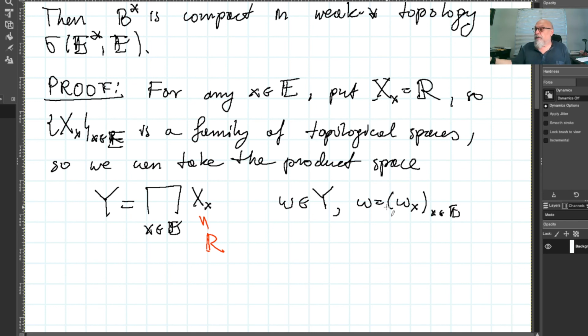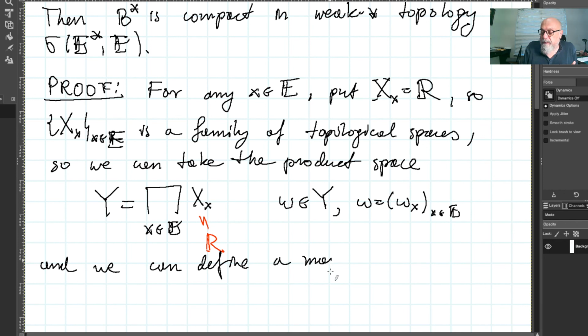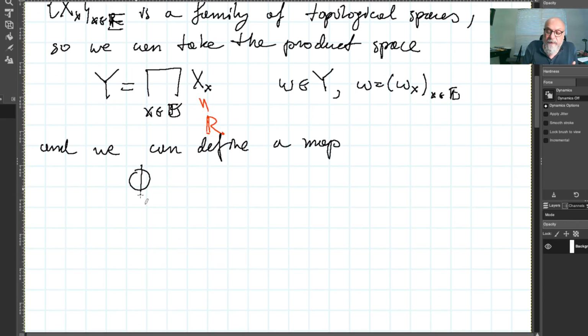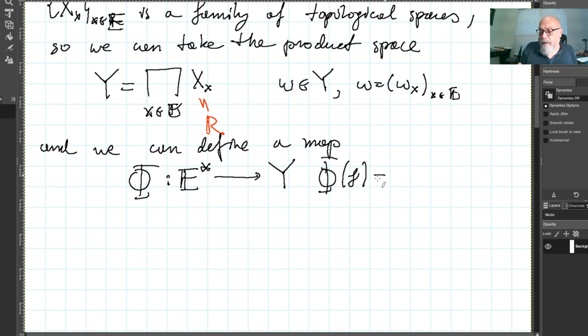Now, of course, once I have that, we can define a map. Put it like this, this map will be capital phi that goes from E star to this particular Y. And how does it go? I will denote it like that. This phi on any f will be exactly a sequence indexed by x belongs to E. And it is easy to notice that omega_x in such a case will be just simply the evaluation of f on x. So that's a real number.